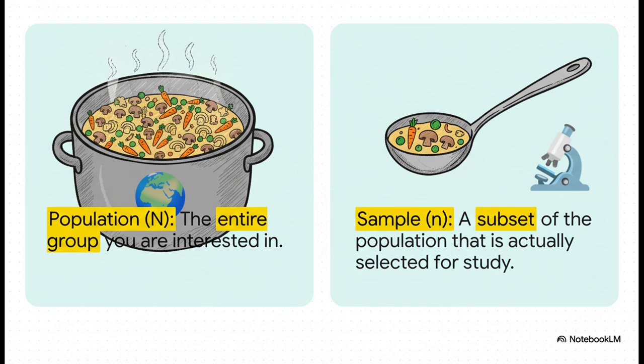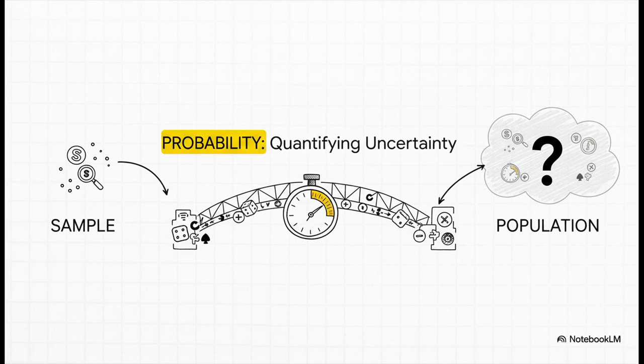You just need one spoonful, as long as that spoonful has a little bit of everything in it. Right? But how can we be so sure that our one spoonful really tells us about the whole pot of soup? Well, the bridge that connects our little sample to the big population is built out of probability. It's the mathematical language that lets us measure our uncertainty and say exactly how confident we are that what we saw in our sample is true for the whole group.